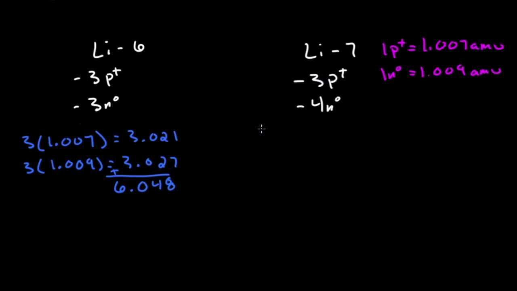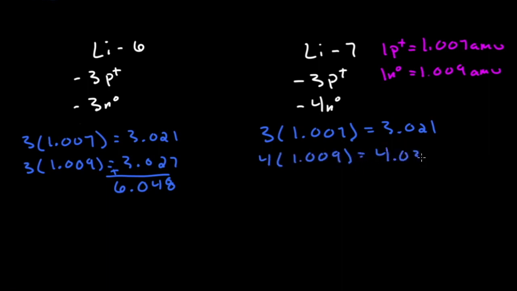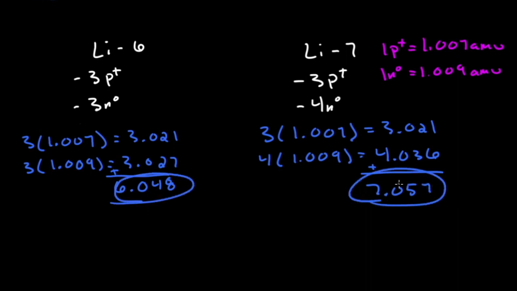So I still have 3 protons, and one proton is 1.007, and that's going to be 3.021. And I have 4 neutrons this time, so that's 4 times 1.009, which is going to be 4.036. And we'll add these two numbers up, and we get 7.057. And so these numbers right here and right here, those represent the atomic masses of each of those.